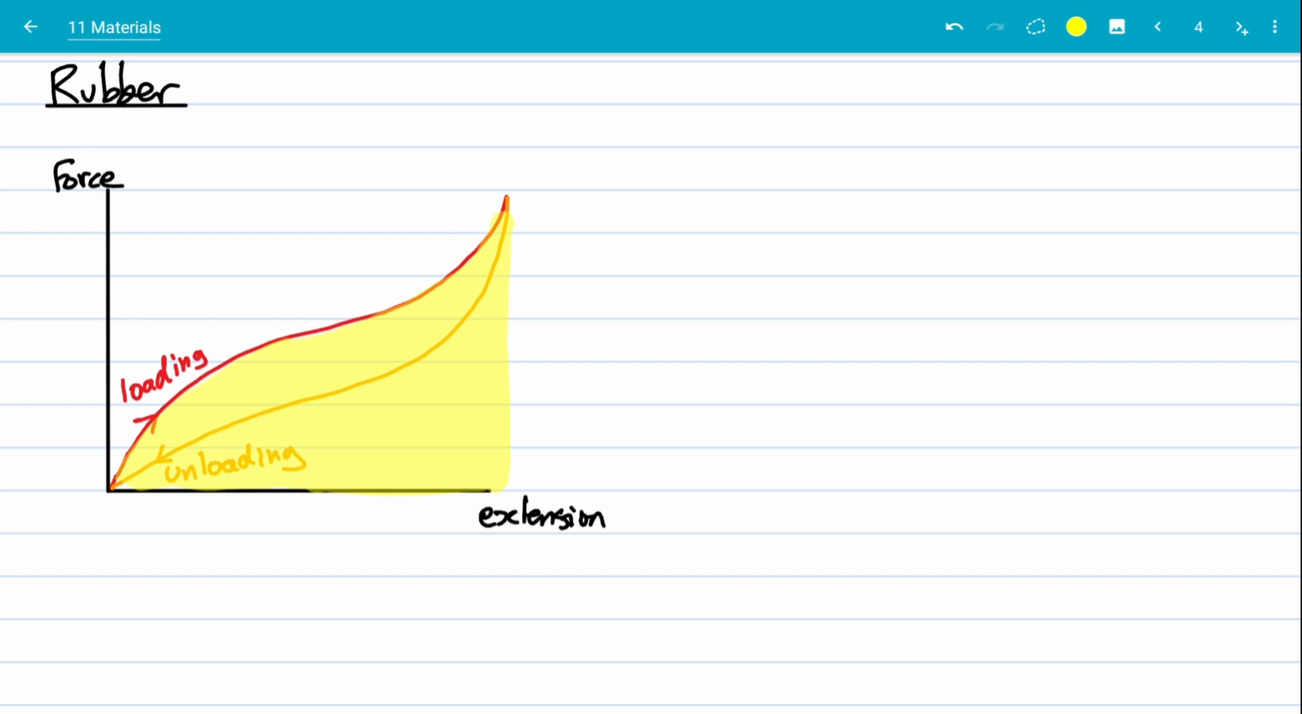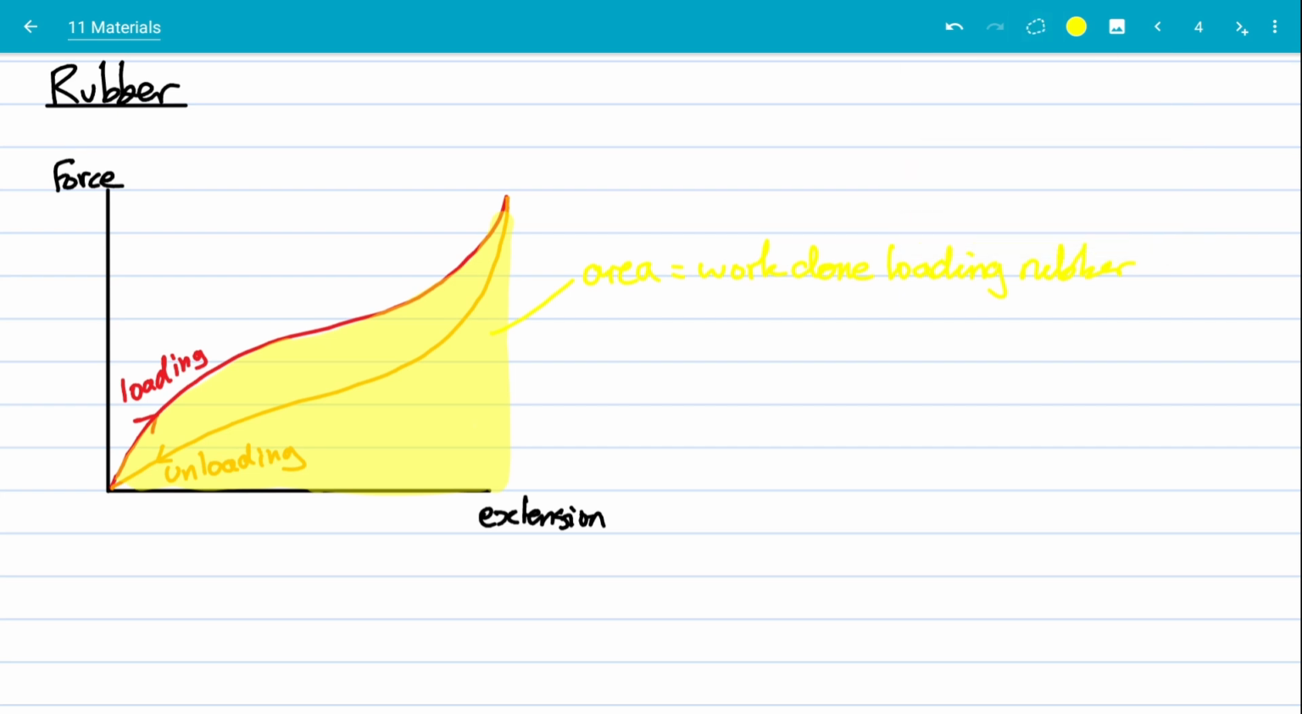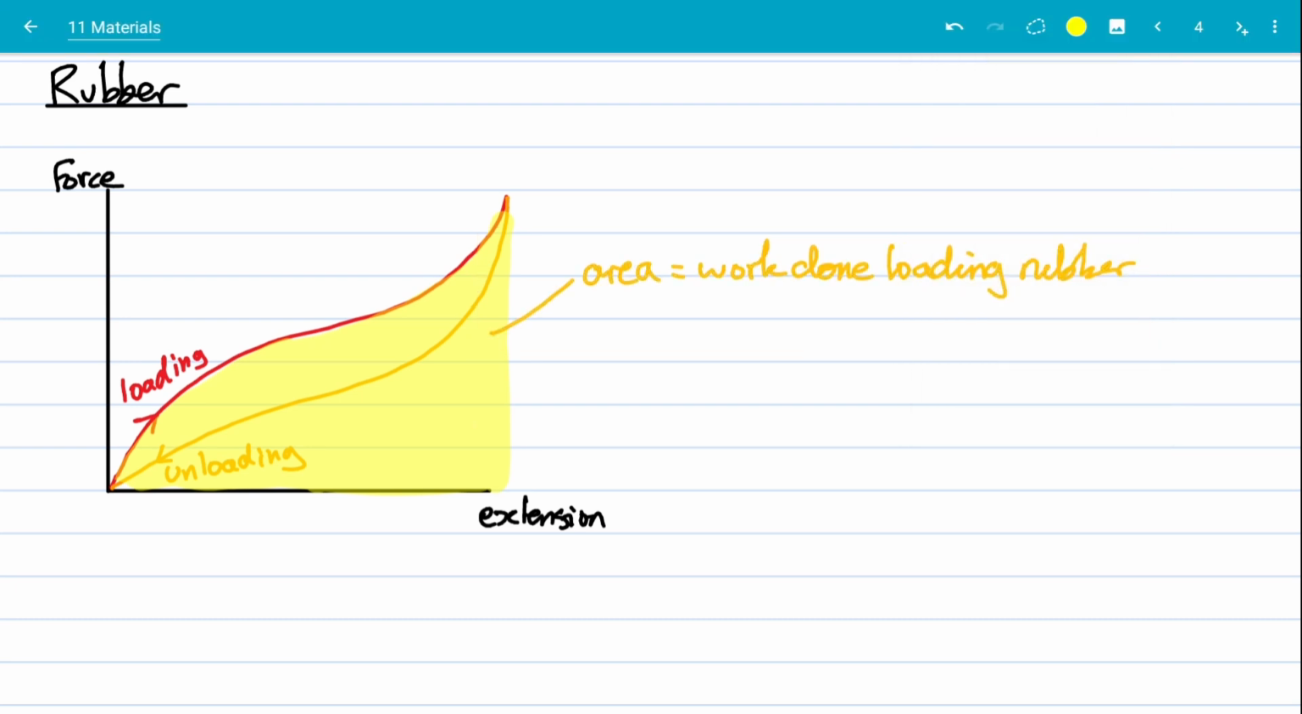So we've got our unloading underneath and a loading on top. So that area that's in yellow, as I've drawn it there, and I'm going to have to draw this in yellow, that area is equal to the work done loading the rubber. Now that's yellow on white, so you probably can't see that very clearly. What am I going to do about that? Let's make it orange, because that's slightly easier to see. That's easier to see, isn't it?